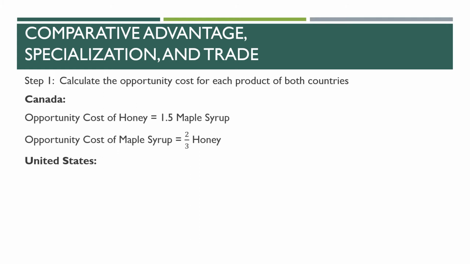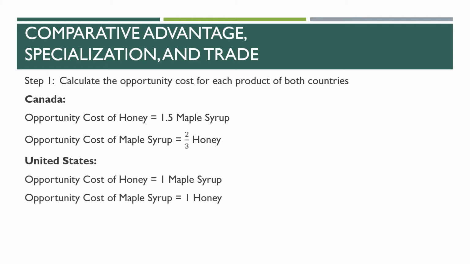For Canada, to produce 1 more unit of honey, they have to give up 1.5 units of maple syrup. Vice versa, in Canada, if they want to produce 1 more unit of maple syrup, they only need to give up 2/3 of a unit of honey. In the United States, the opportunity cost for honey is exactly 1 unit of maple syrup they have to give up, and the same for maple syrup, giving up 1 unit of honey.